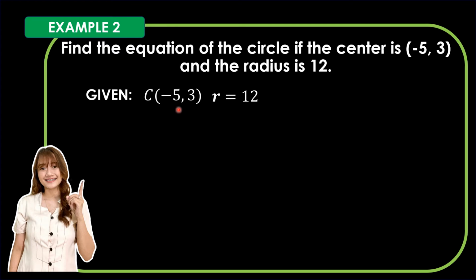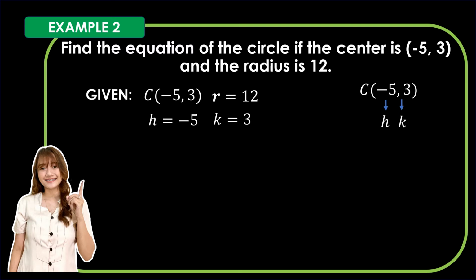From our given, we have the center which is negative 5, 3. And we know that the center stands for (h, k), so we have the value of h which is negative 5 and the value of k is 3. So we have h is equal to negative 5 and k is equal to 3.